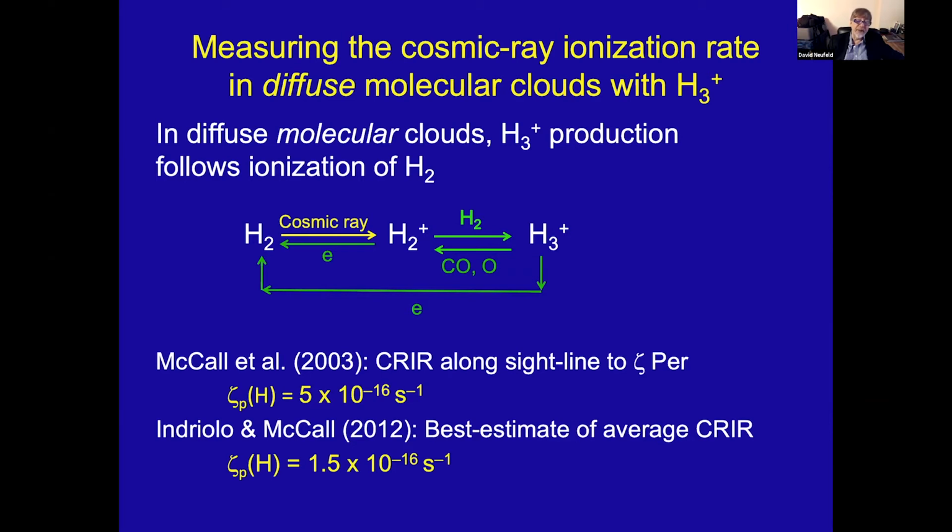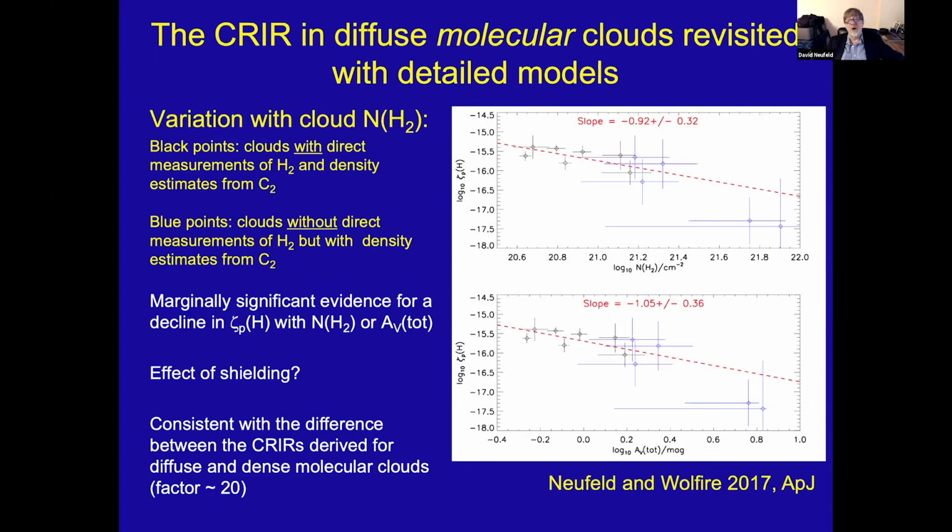Most of these analyses basically use simple analytic approximations to the chemistry. And we revisited this, Mark Wolfire and I did, with detailed models for diffuse clouds. And we basically got a similar result, but one thing that we did observe was a marginal detection of a decrease in the ionization rate inferred with the column density through the cloud as measured from observations of H2, which is shown in these plots. So if you extrapolated this, you would drop by roughly a factor 20 by the time you got to a dense cloud. So that would be sort of a consistent picture.